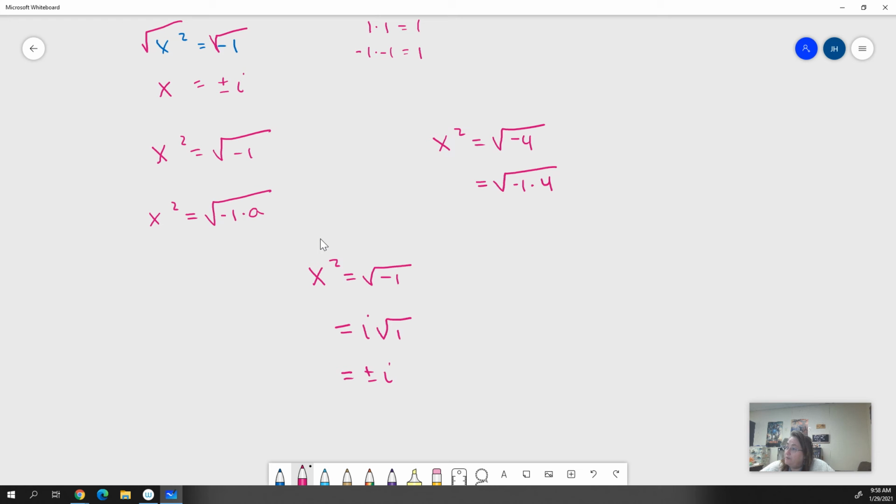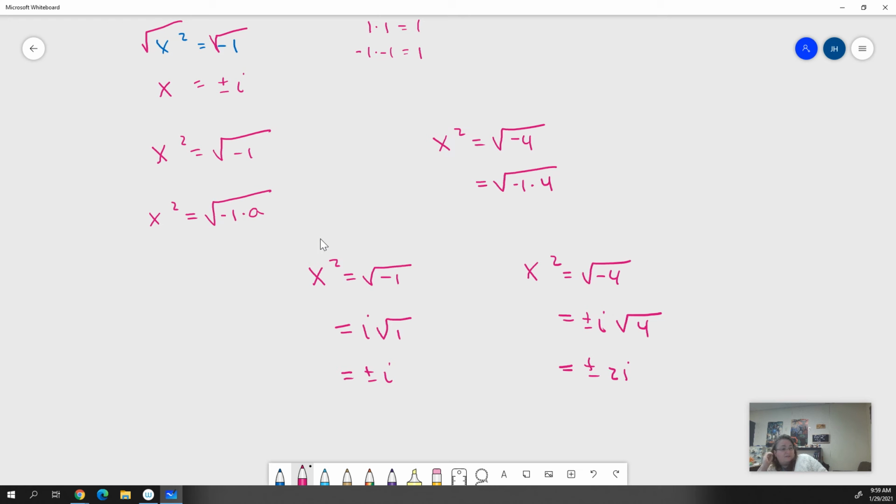When I look at this one, if I had x squared equals -4, I see this as plus or minus i times the square root of 4. Right? And then I would just take, well, the square root of 4 is 2, and I would write that as plus or minus 2i. Does that make some sense to you?